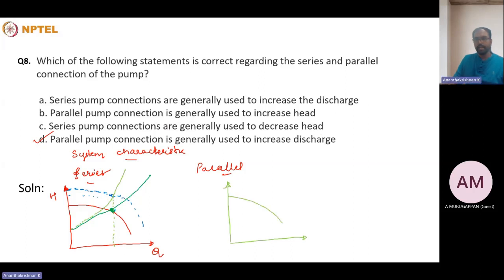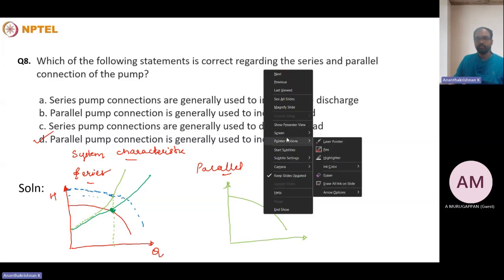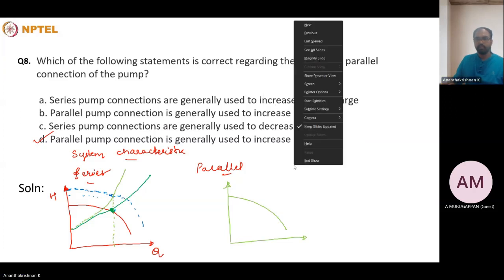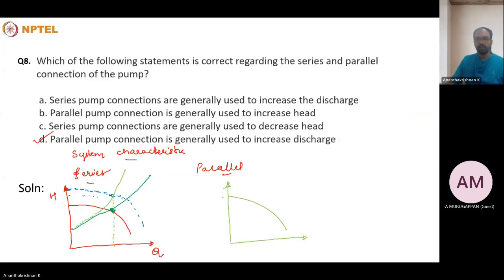So this was the initial head curve and the corresponding system curve was this one. So this is the operating point. With coupling of more pumps in parallel, it increases the discharge, keeping the head almost constant. So the new head curve of accumulating more pumps one over another in parallel will follow this trend.